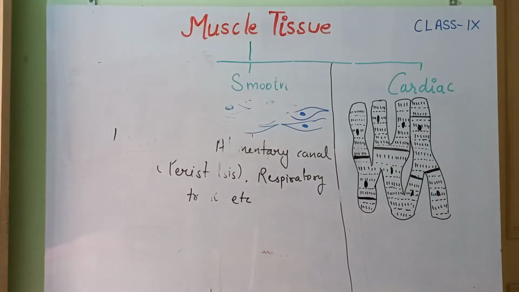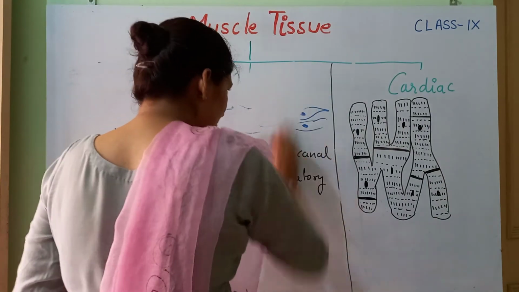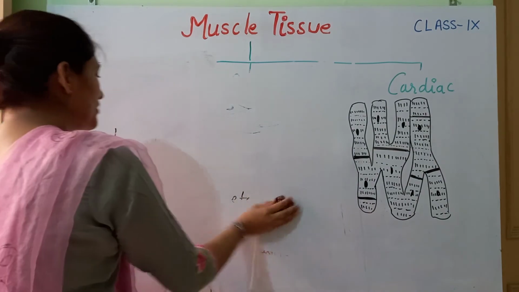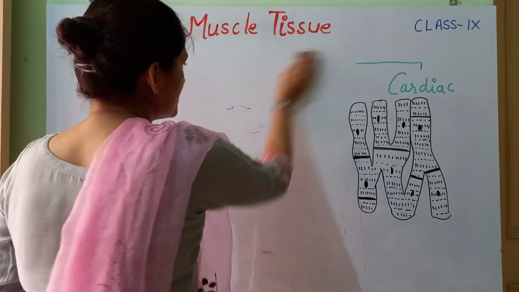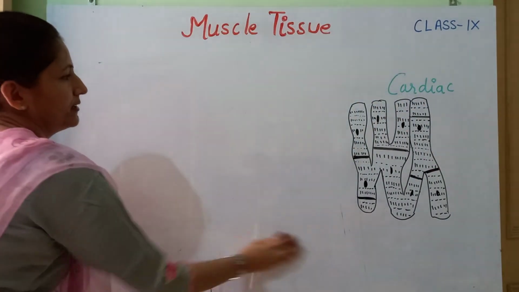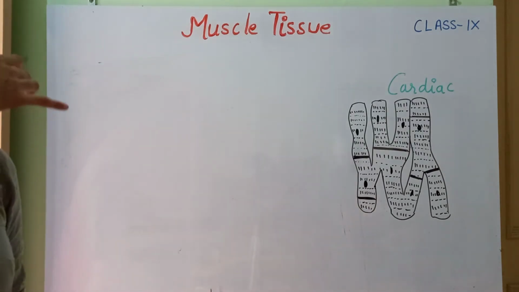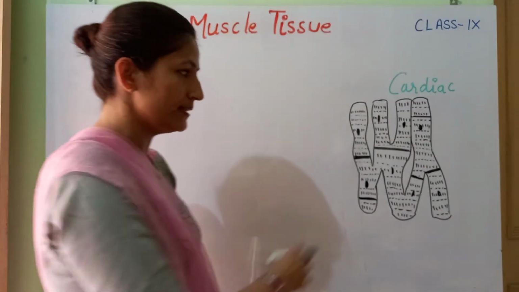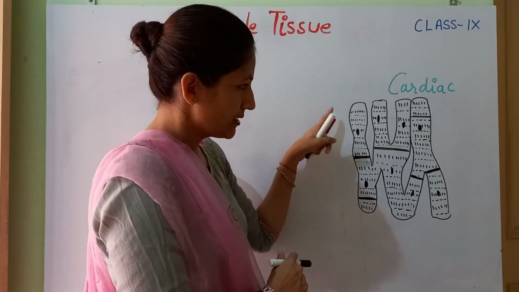The next is going to carry the common characters of both. A few characters of smooth muscle, a few characters of skeletal muscle, and that type of muscle is cardiac muscle. This is the third type of muscle tissue. So these cardiac muscles, as you can see, are branched. You can see over here they are cylindrical.